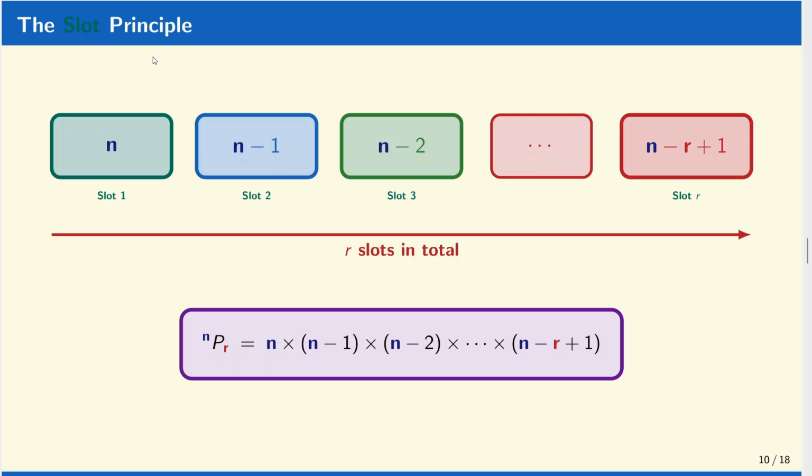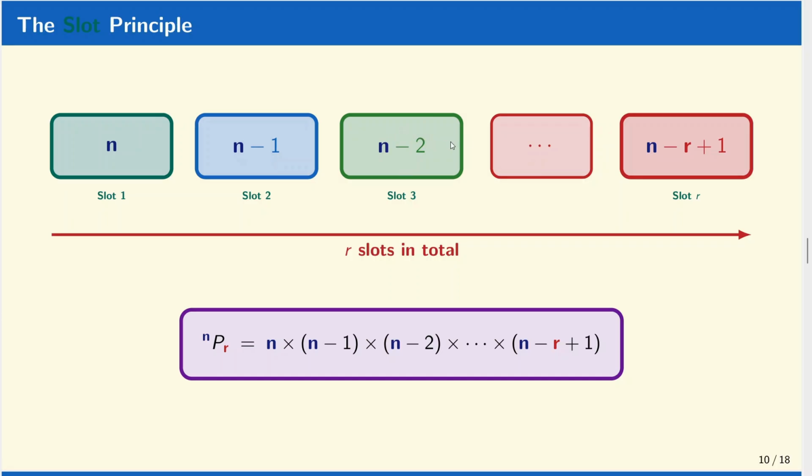Imagine you are filling a series of empty boxes or slots from left to right. Let us look at the diagram. For slot 1, you haven't used any objects yet, so you have all n objects available to choose from. For slot 2, you have used up 1 object, so your choices shrink to n-1. For slot 3, you have used up 2 objects, so your choices shrink again to n-2.